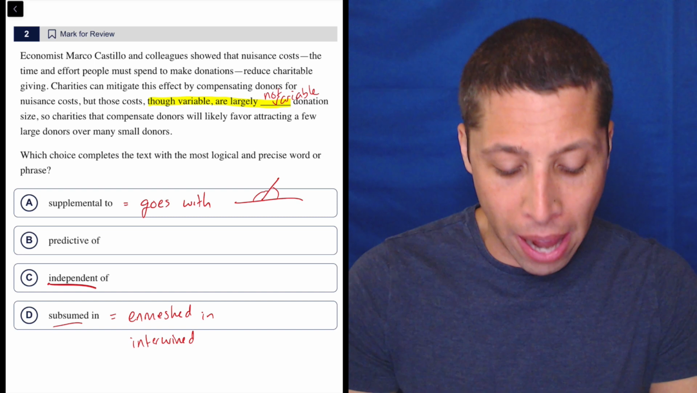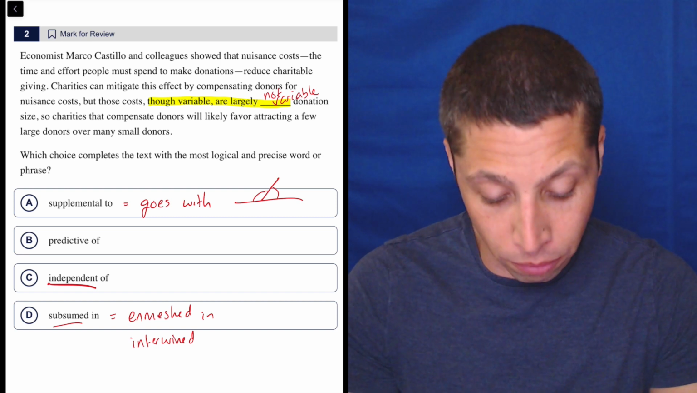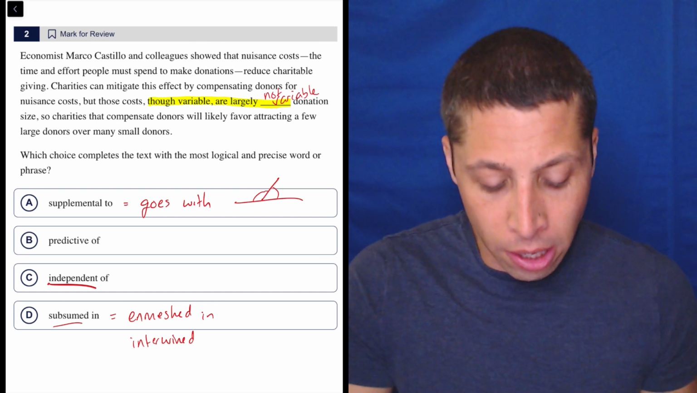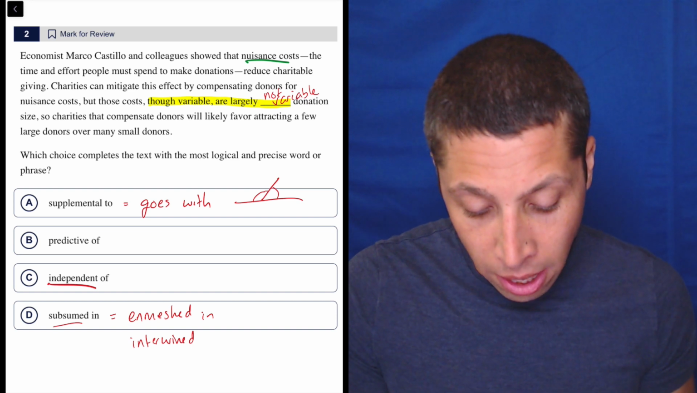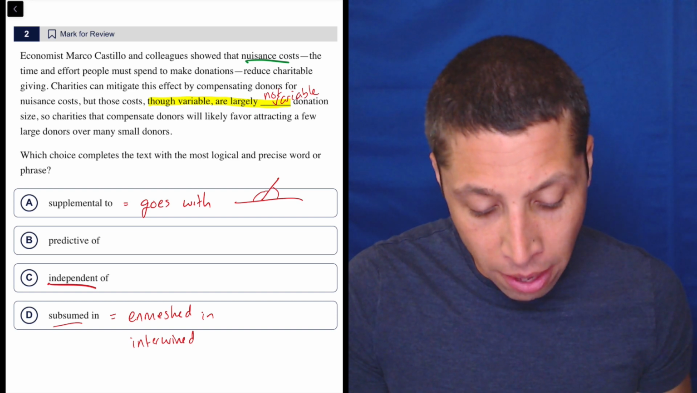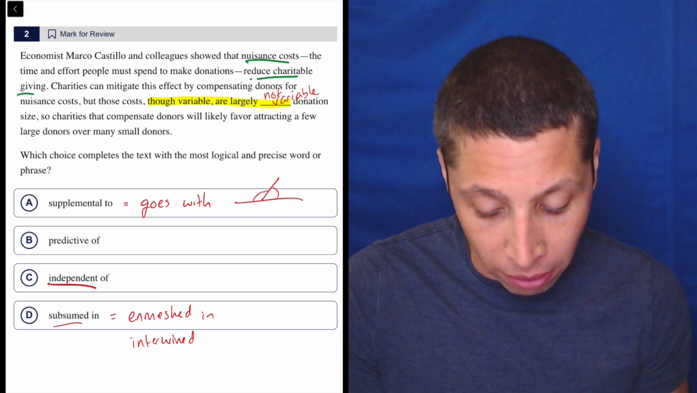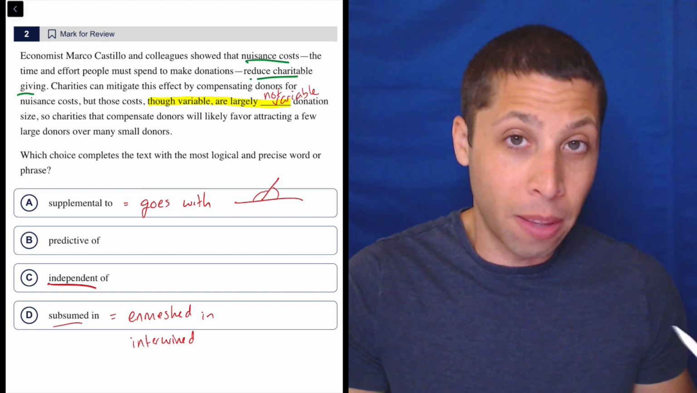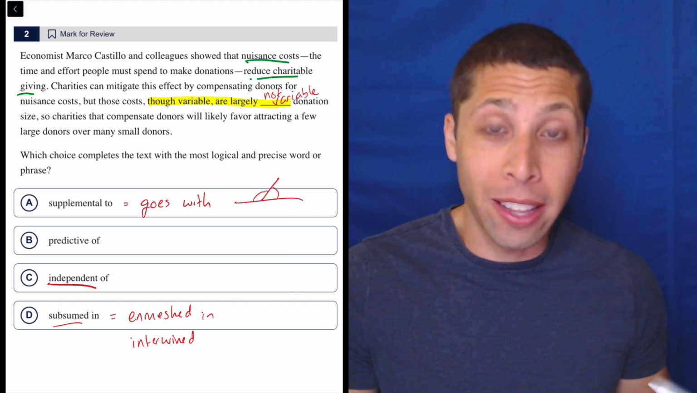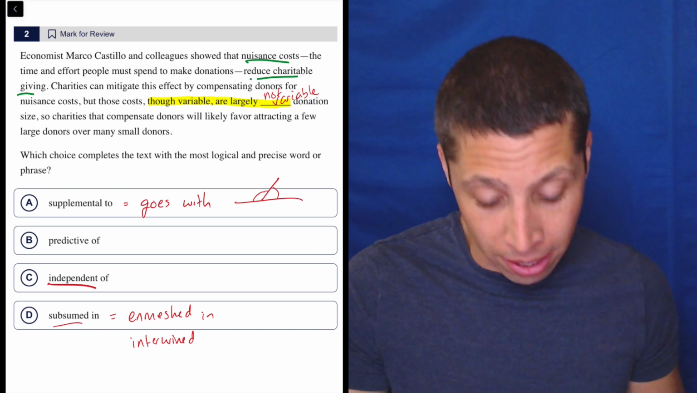So let's go back into the passage and really get a sense of what they're going for here. This is a tricky passage, right? So there are these nuisance costs. They need to be spent. They reduce the amount of giving, right? Because I guess the more you have to pay, like a credit card fee, the less you're going to pay to donate to the charity.